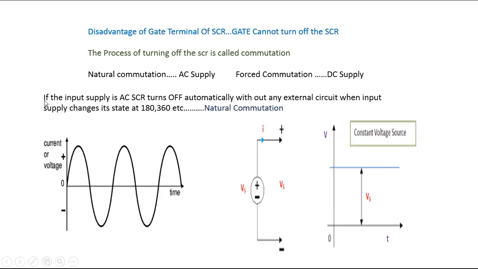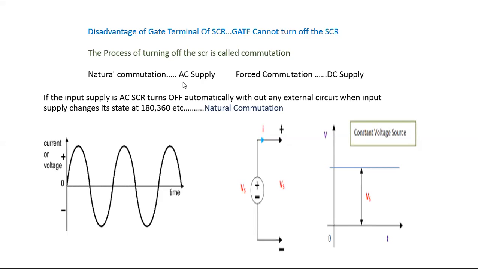If the input is an AC supply, the SCR turns off automatically whenever the input cycle changes, at 180 degrees, 360 degrees. As we know, the AC supply contains positive and negative pulses, and they keep changing. At one particular point, at 180 degrees, what is the value of the input AC voltage? Well, 0. You can see in the picture here, and here also it is 0. Therefore, if the input is AC, there is no need for any external circuit to turn off the SCR.